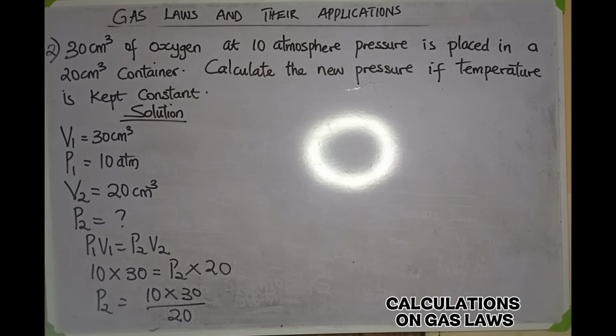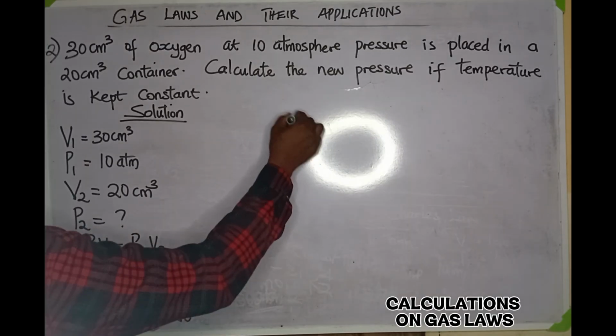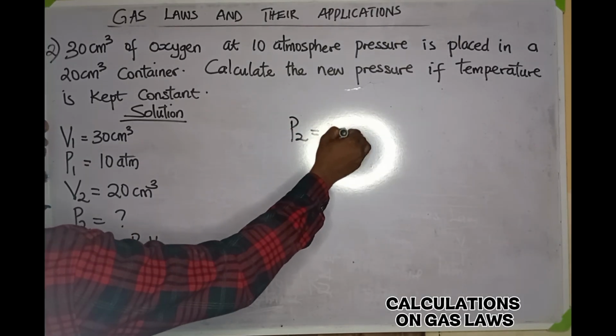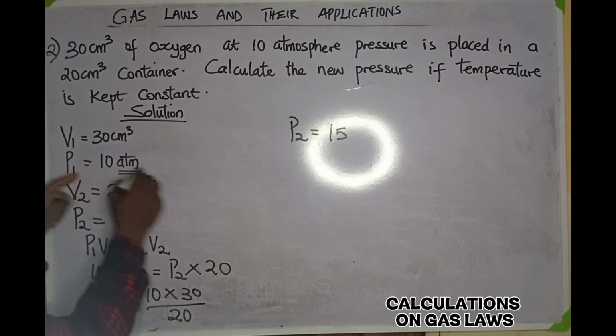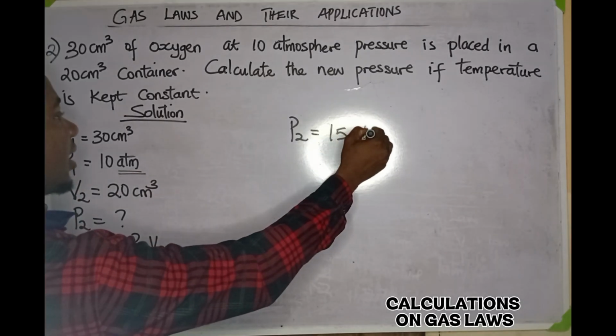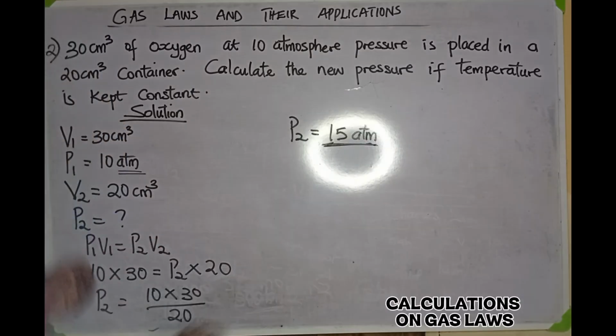That gives us 15. So the new pressure will be what? 15, not 15 millimeters of mercury, but 15 atmosphere, because the pressure we have is given in atmospheres, and that's the answer. Okay, hope you can see how simple it is. I don't think anything can make you fail a question on this.